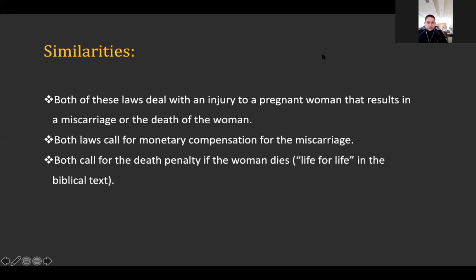Both of these laws deal with an injury to a pregnant woman that results in a miscarriage or death of the woman. Both laws call for monetary compensation for the miscarriage. Both call for the death penalty if a woman dies, life for life, in the biblical text. Okay, now what are the differences? You can continue.